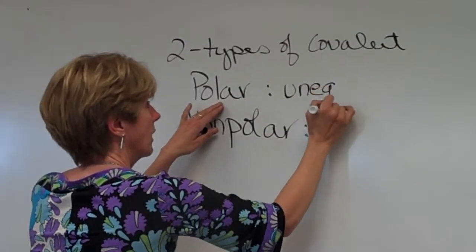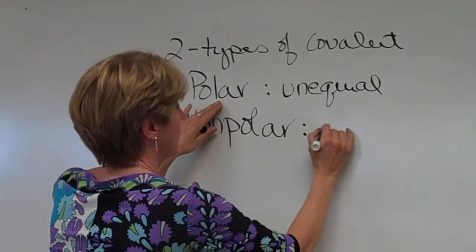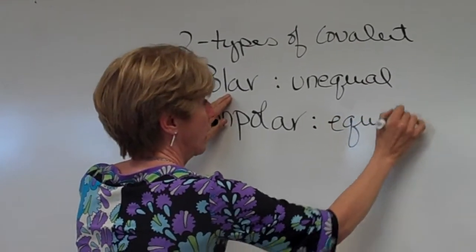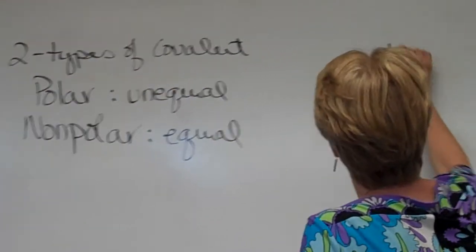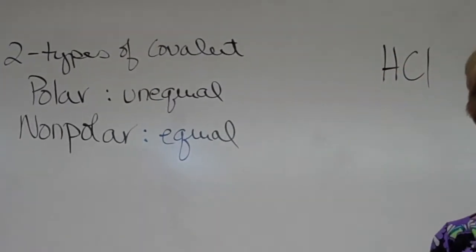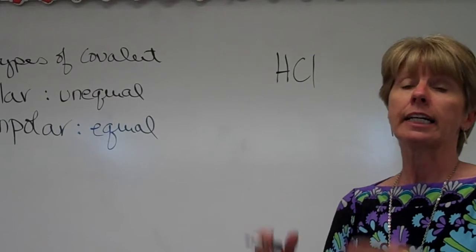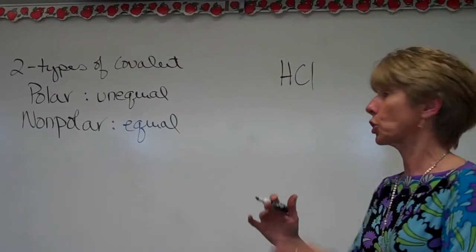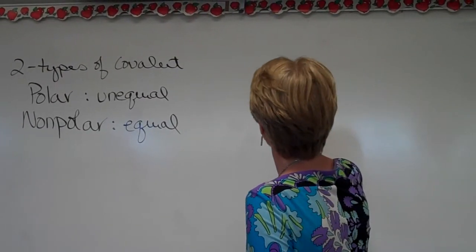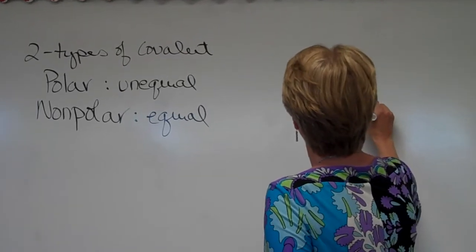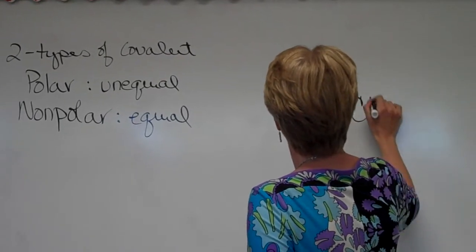Unequal, equal. HCl, which we looked at before, had an unequal sharing of the electrons. The electrons are closer to the chlorine because chlorine has a higher electronegativity. We could actually draw it like this.